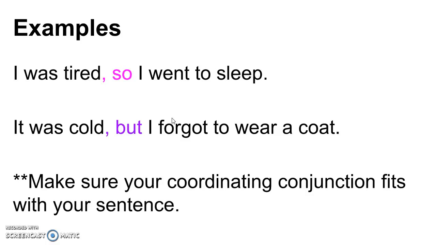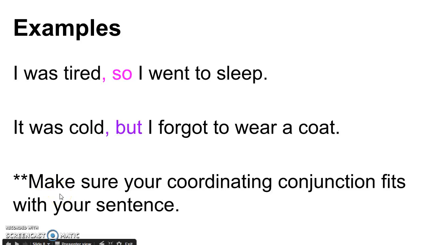So here's an example of a sentence. I was tired, so I went to sleep. I was tired, period. I went to sleep, period. Those are two sentences. I'm combining them with the fanboys. It's very important that on each side of the coordinating conjunction, it's a complete sentence. That's the only way this rule works. It was cold, comma, but I forgot to wear a coat. It was cold. I forgot to wear a coat. Those are both complete sentences. That's why I can combine them with a coordinating conjunction.